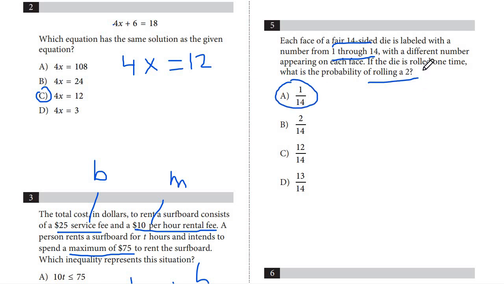If they had asked rolling a 2 or a 3, then there would have been 2 favorable outcomes out of 14, so that would be 2 out of 14. Then that would have been option B. And if somebody asks you what's the chance of rolling a 15 or a 20, well, that's not a favorable outcome. It's impossible. Impossible outcomes are 0 out of 14.